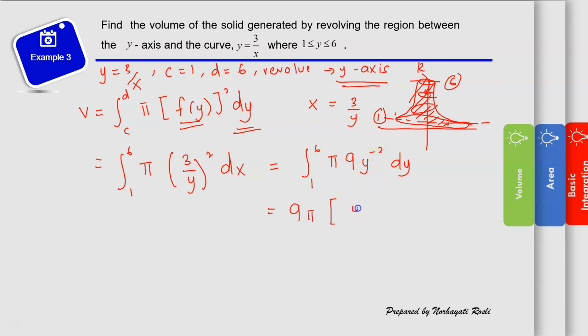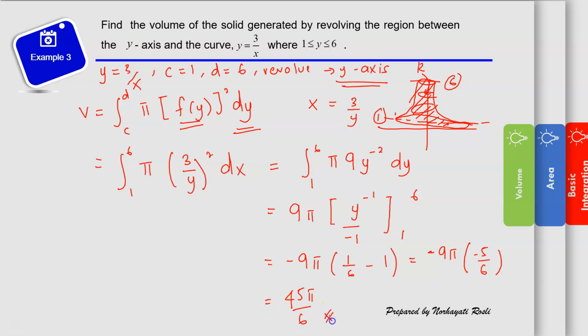That is, we'll get y to the power of negative 1 divided by negative 1, from 1 to 6. That is negative 9 pi times (1 over 6 minus 1). So when we solve this one, it is negative 9 pi times negative 5 over 6, which gives the answer 45 pi over 6. This is the volume for this example 3.